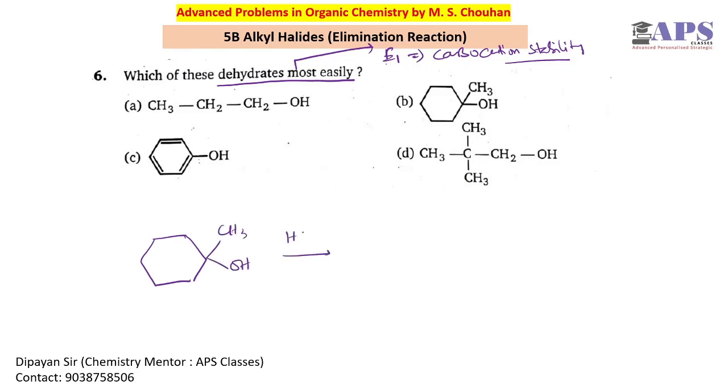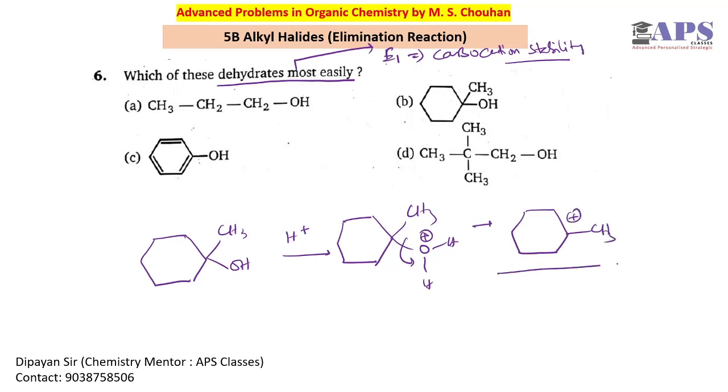On dehydration, we generally use concentrated H2SO4. So initially protonation happens, and after elimination of this water, we will end up with this kind of carbocation, which is more stable compared to the other four. Okay, so option B is the correct option.